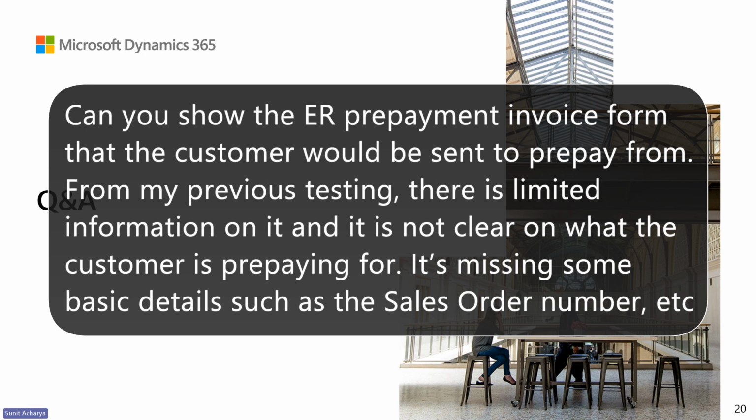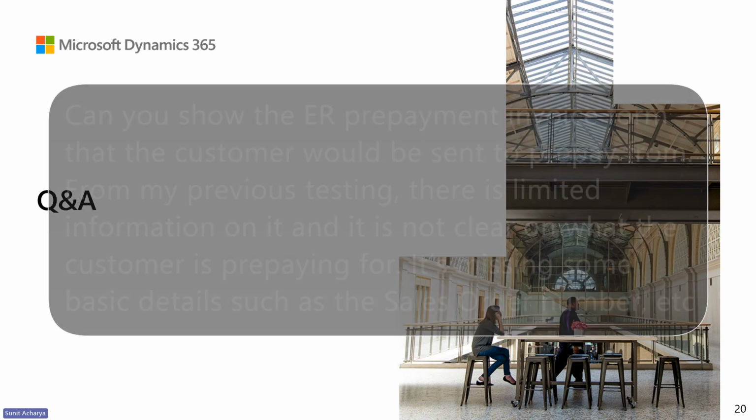From my previous testing, there is limited information on it, and it's not clear what the customer is prepaying for. It's missing some basic details such as sales order numbers. Yeah, Bhavna, do you want to take that? I think this is a formatting question. Maybe we can update the documentation to give more details on how the prepayment invoice form can be customized to add more details while printing a prepayment invoice. Yes, we'll take that up as an action item.